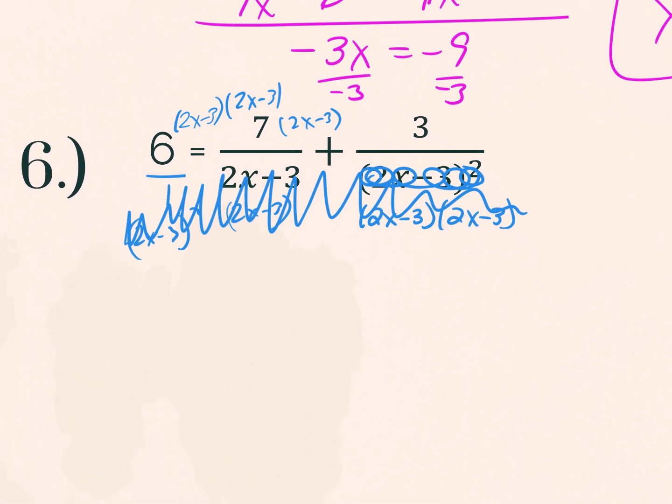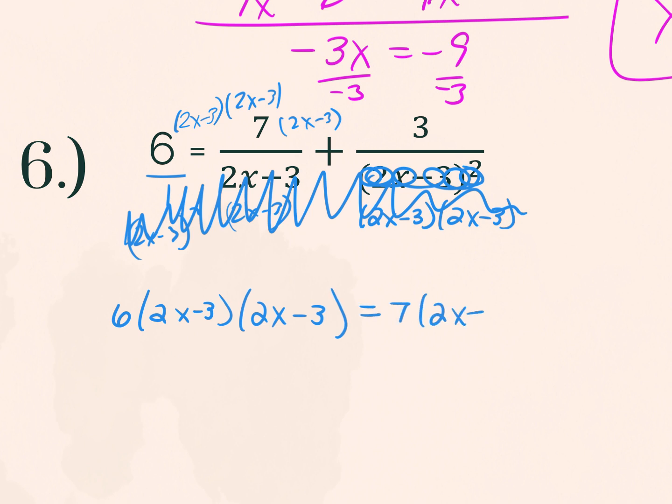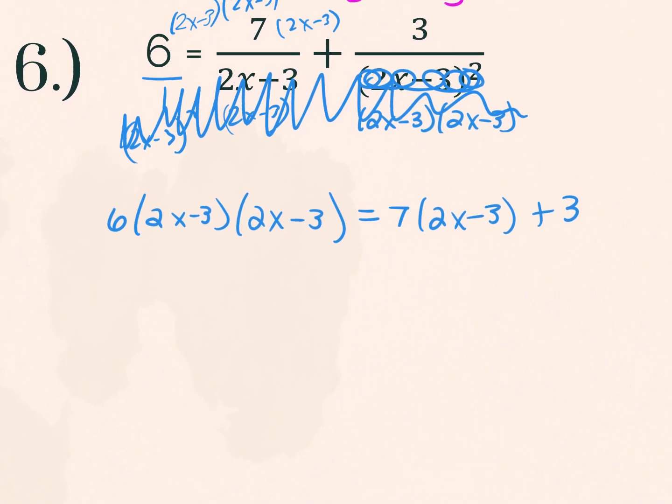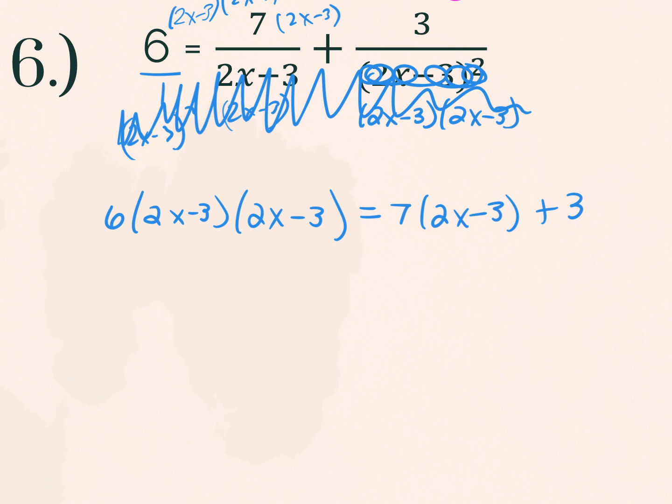So I'm going to write this out. I'm going to write the whole thing out. You guys can simplify where you'd like. I'm going to write the whole thing out just so everybody in here can see it. Equals 7 times 2x minus 3 plus 3. Is everybody with me up to this step? Okay, so now when we FOIL, I'm going to leave 6 hanging out here.